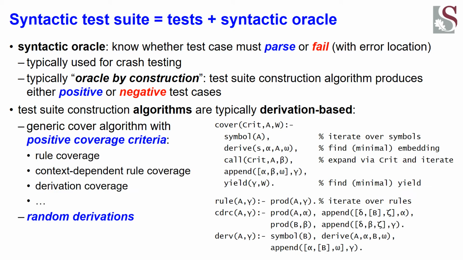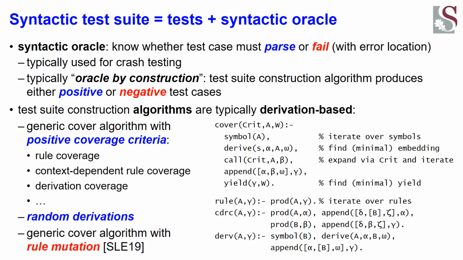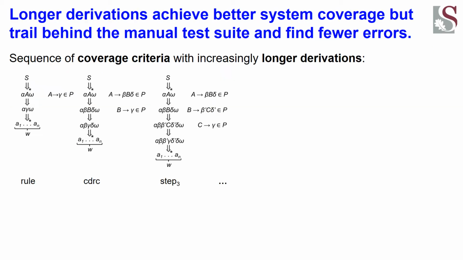For the construction of positive test suites, we used a generic cover algorithm, which is shown on the right, together with a variety of different coverage criteria. These are pretty much standard, like rule coverage or context-dependent rule coverage. We also used simple random derivations. For tests with guaranteed syntax errors, we used our work on rule mutation from last year. Let me now show you some experimental results.